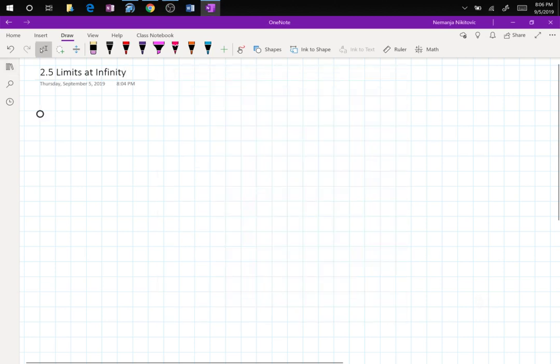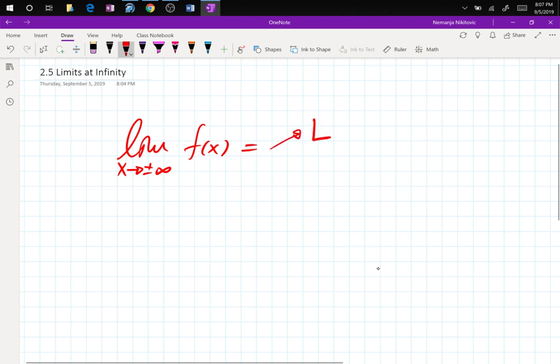Hello and welcome back to Calculus 1 section 2.5, limits at infinity. Now this is going to be reversed from infinite limits. Now we are looking for the limit when x goes to positive or negative infinity, and the answer will either be a finite number L or positive or negative infinity.